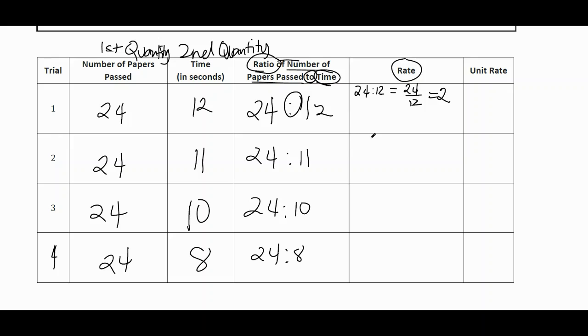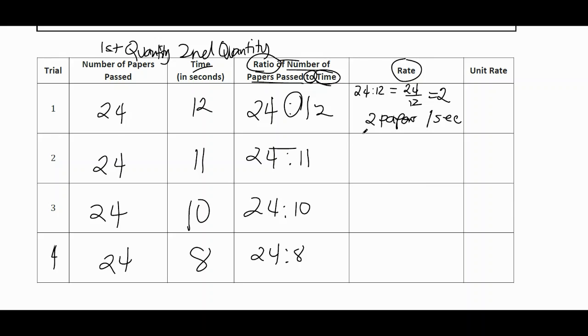Therefore, our rate will be 2 papers per second. It's singular here because it's only per second. When we say per second, it means 1 second. When we say per hour, it's 1 hour. When we say per minute, it's 1 minute. So the word after the slash, or the per, is just going to be in singular form. Usually the first one is in plural form.